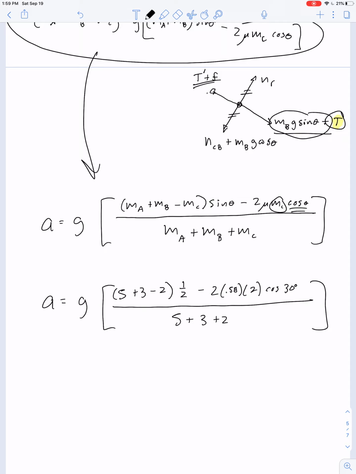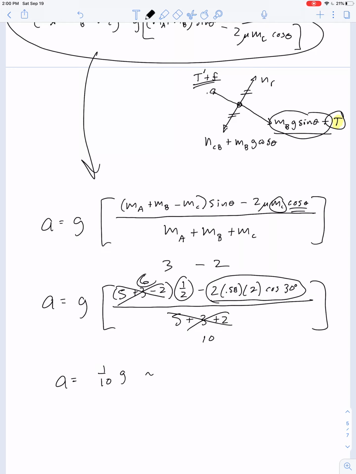Okay, so let's see, 5 plus 3 is 8 minus 2. This is 6. 1/2 of 6 is 3. 5 plus 3 plus 2 gives us 10. I'm going to need a calculator for this part. 2 times 0.58 times 2 times cosine 30 gives us about 2. Oh, so our acceleration here is very nearly equal to just 1/10 g, about 1 meter per second squared.